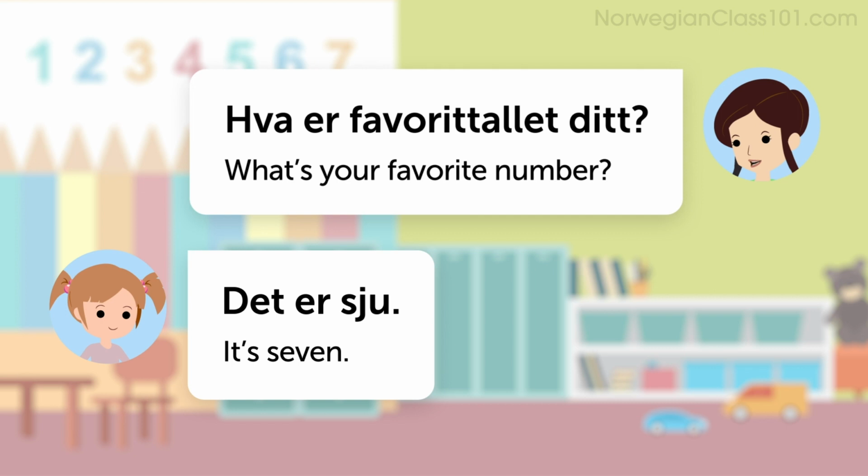First of all, you'll need to learn how to say, "What's your favorite number?" That's Hva er favorittallet ditt? Listen to it again. Hva er favorittallet ditt? This Norwegian sentence literally translates into, "What is favorite number your?" but it means, "What's your favorite number?" in English.